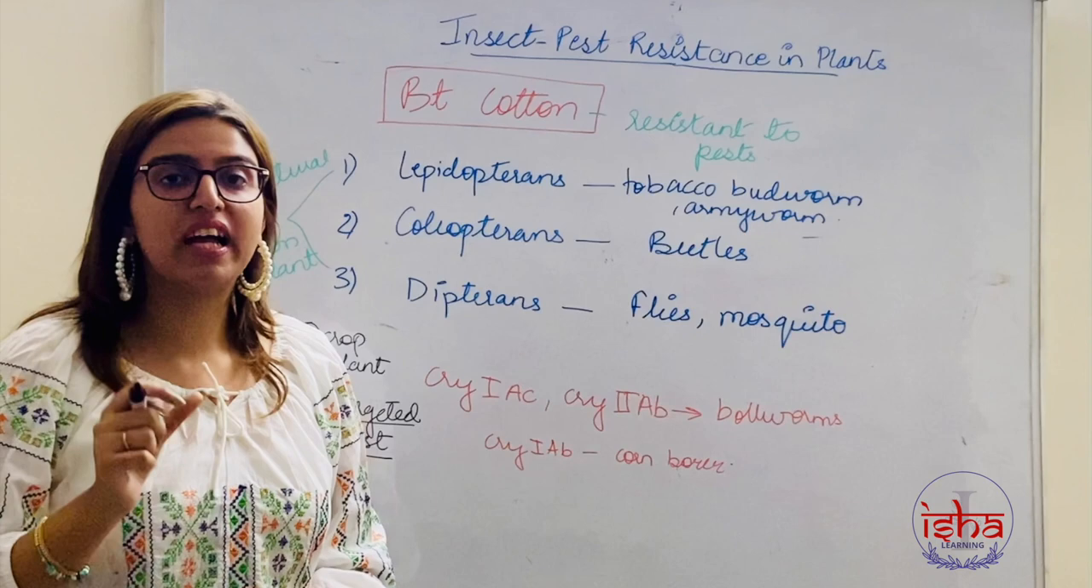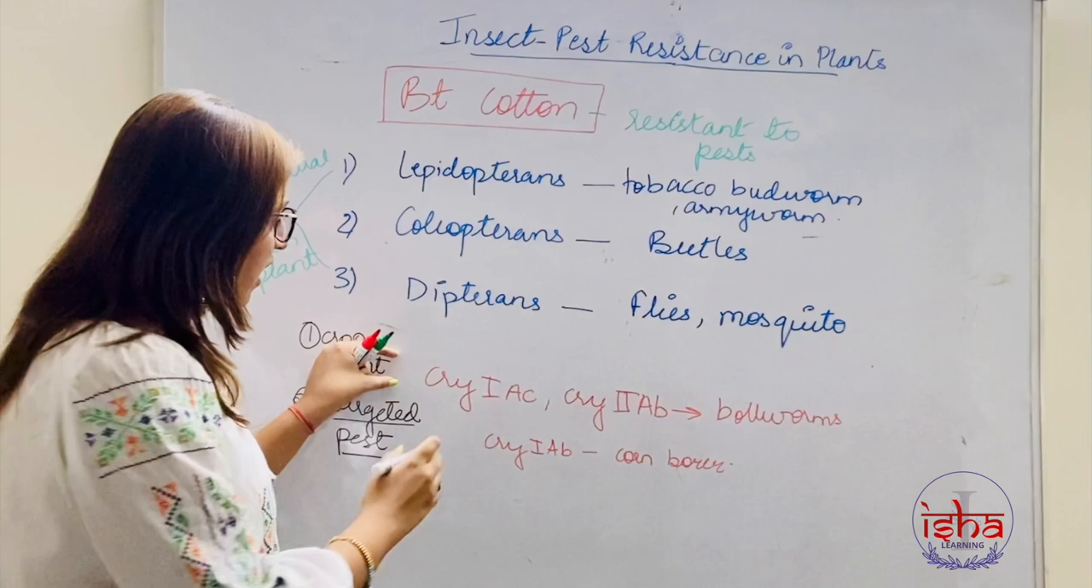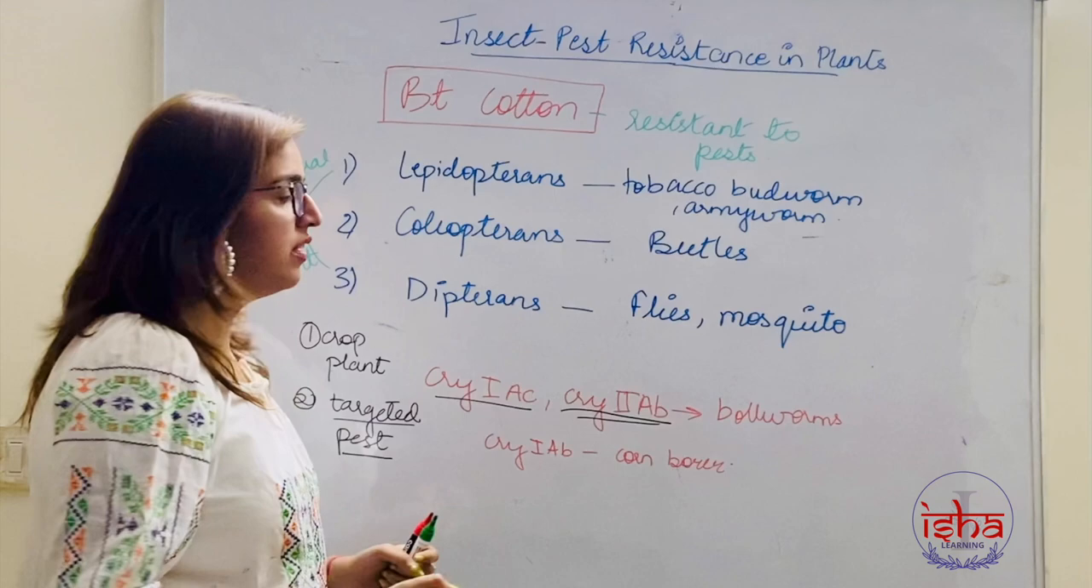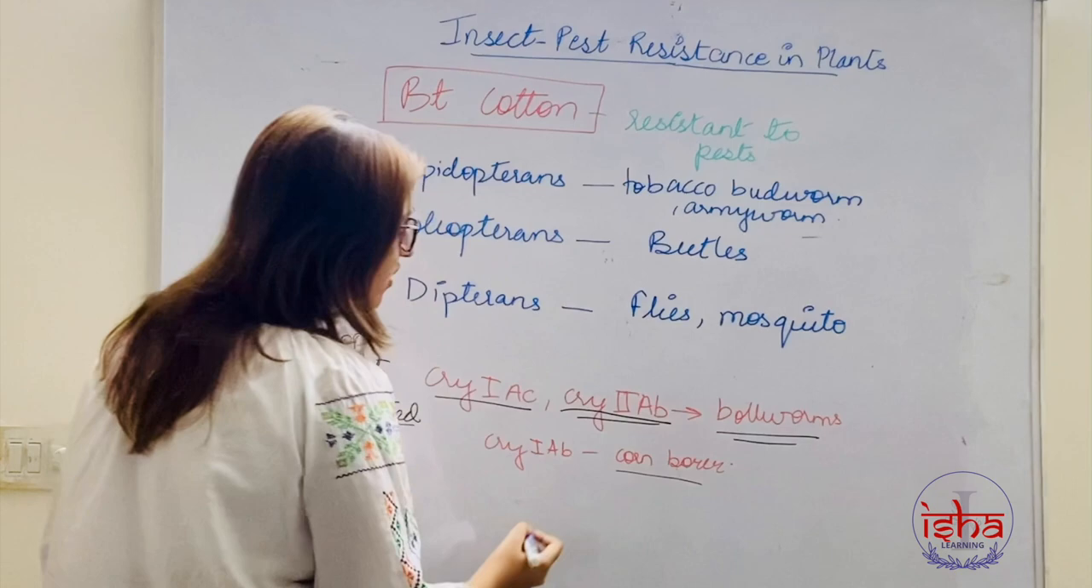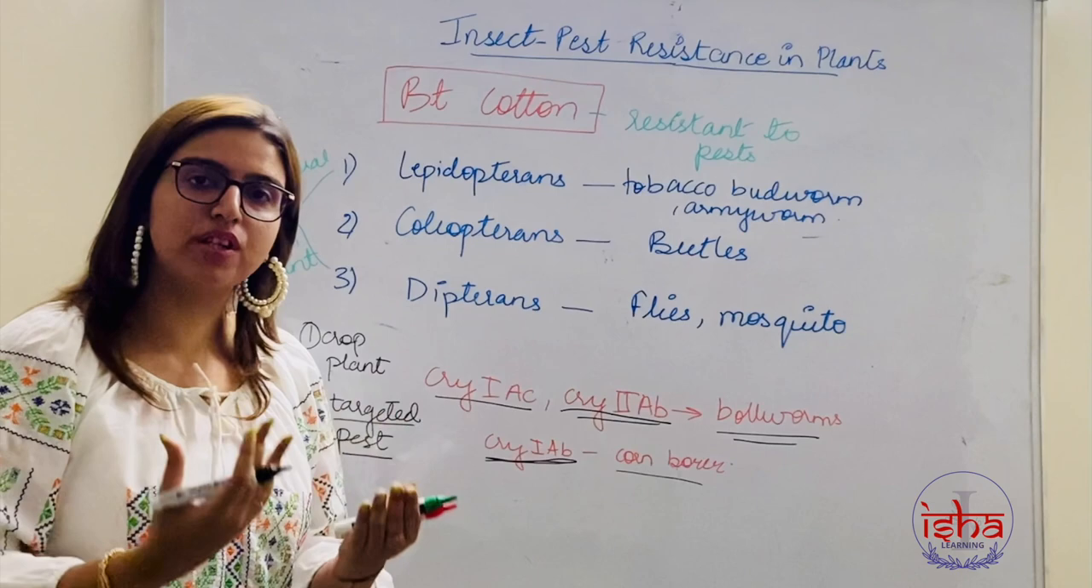So which pest is targeting which plant will decide which type of cry gene would be expressed in the plant. Let's say cry 1AC gene and cry 2AB gene would be put in a plant that is attacked by bollworms. If corn borer is the attacker, cry 1AB gene would be taken out from the bacterium and put in the plant.